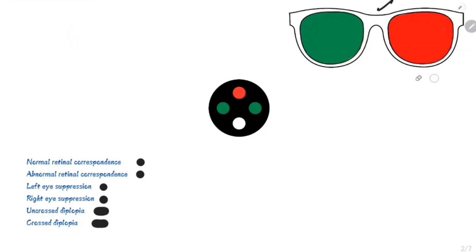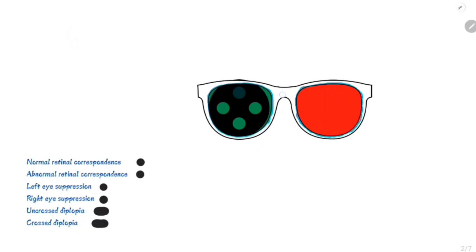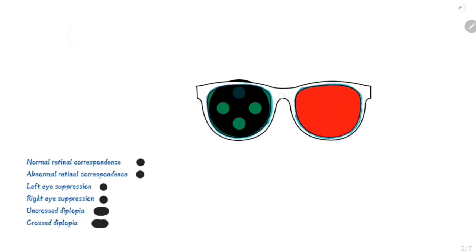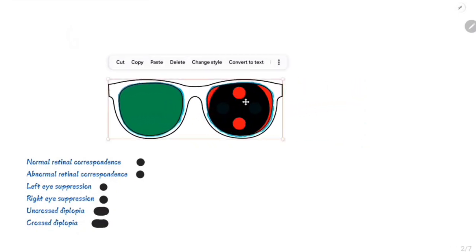First இந்த filter வழியா பார்க்கும்போது இந்த கலர்ஸ்லாம் எப்படி இருக்கு அப்படின்னு பார்ப்போம். என்ன பண்றேன்? I am taking this glass. If you are looking through the left eye, you will be able to see 3 green lights. பார்க்க முடியுதா? You are able to see a green light over here, here and here. அதே மாதிரி if you are going to see through the right eye, you will be able to see 2 red lights over here and over here.